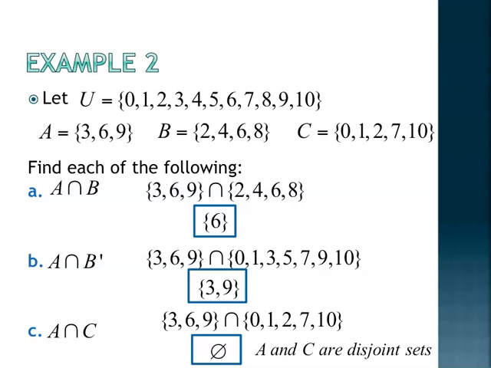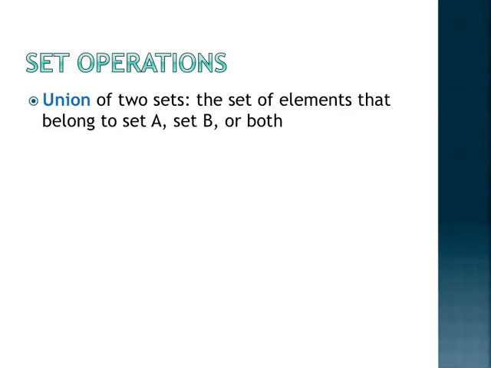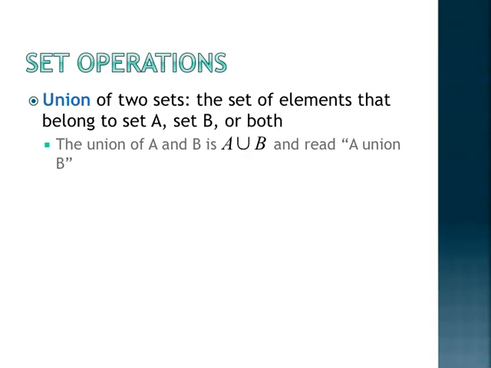Next, we're going to talk about the union of two sets. So we talked about the intersection of two sets being the set of elements that they have in common. Now, when we're talking about the union of two sets, you can imagine we are literally uniting the elements of both sets. So the union of two sets is the set of elements that belong to set A, set B, or both. The way that we notate this is with what looks like a U, and you would read it as A union B.